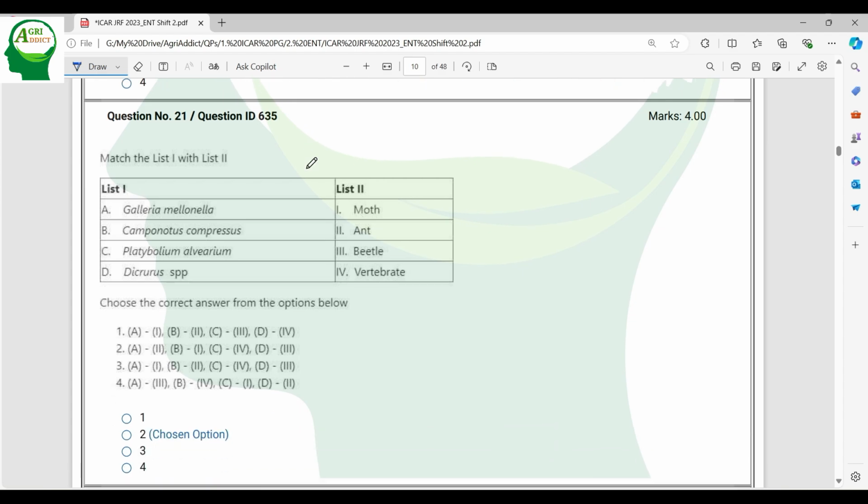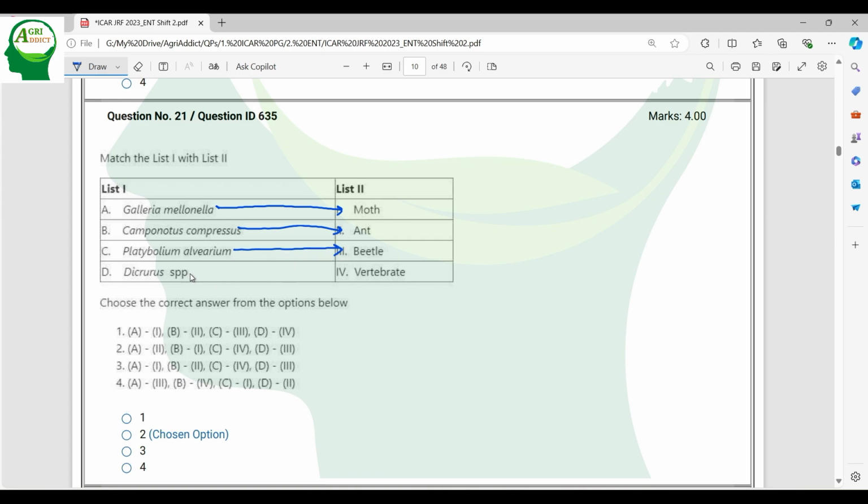So next question is the matching. So first is Galleria mellonella. So you all know that it is the moth that is the enemy of honeybee. Then Camponotus compressus. So Camponotus compressus is the scientific name of ant. Then Platybolia malivarium. So it is the beetle, that is also an enemy.